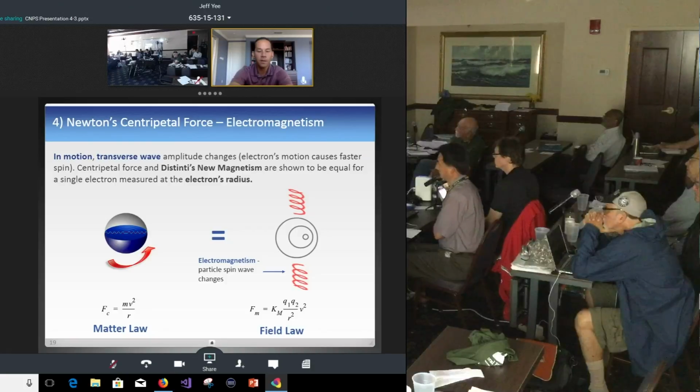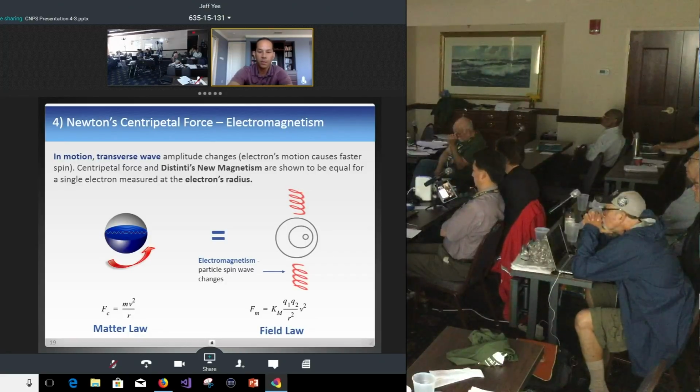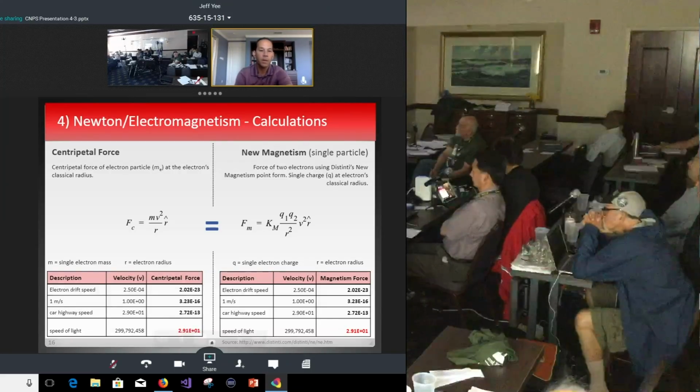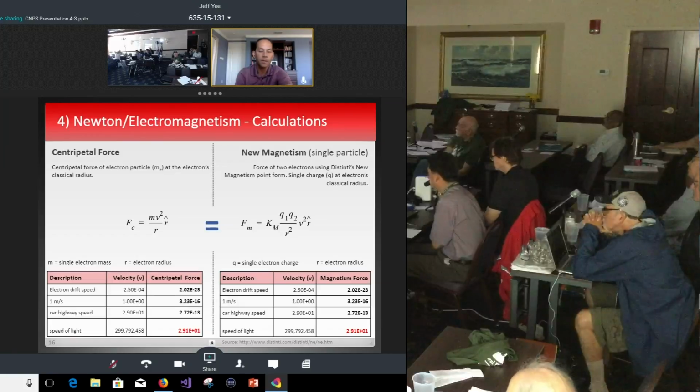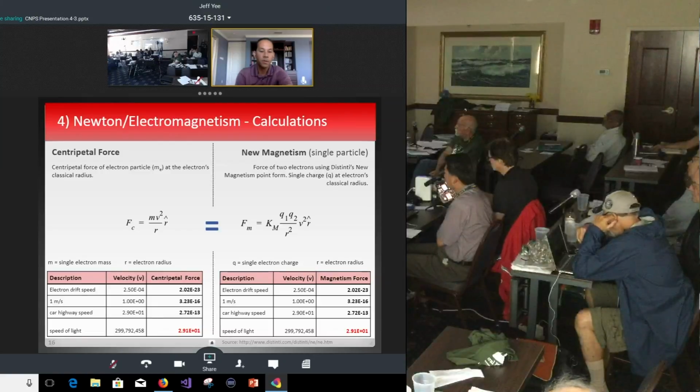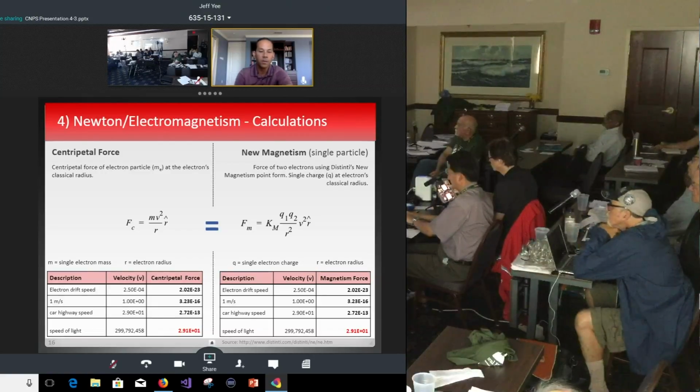So you see that on the left as the matter law. On the right side, you now see another of Distinct's equations, and this is specifically his point particle form for magnetism. Okay. So now the particle spins faster, it has a spin wave change, and to prove that these two are equal mathematically, do the following. Again, use the electron's radius, use a single electron mass, and use a single electron charge Q. And you'll find that you can choose any velocity v. That's the only variable that's left.